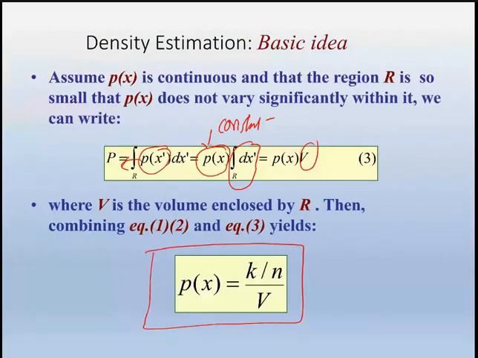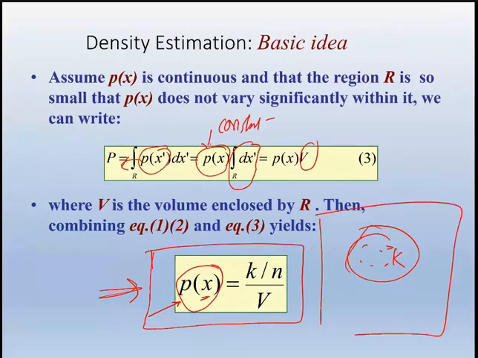We started with some intuition. Now we can see that this intuition is a good approximation of probability of x, so this density. So this is density estimation. So density estimation at given point x is equal to K, that is the number of samples falling in this region, divided by the total number of samples in my problem, that is N, and divided by the volume of this region of interest.